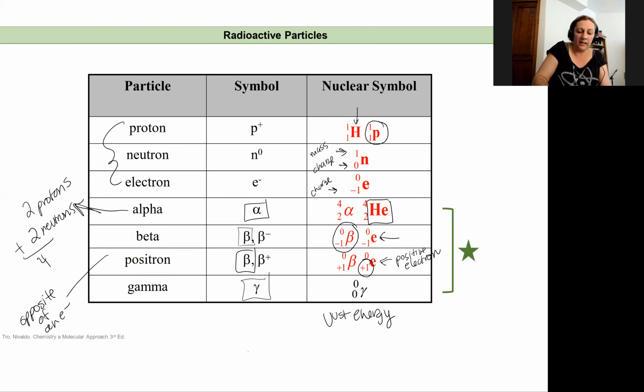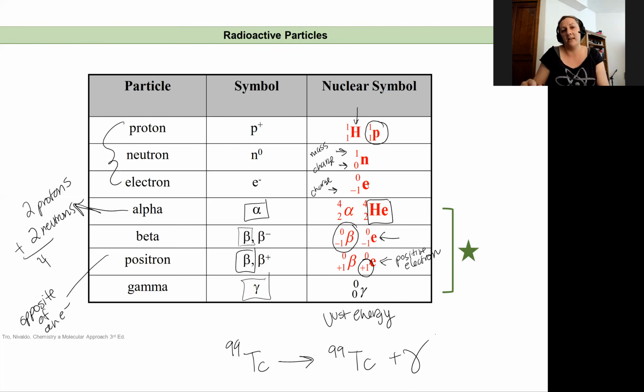Sometimes you'll see something like technetium 99, which is an isotope used a lot in medicine for imaging, and it undergoes a nuclear decay. It's unstable, but it decays to the same isotope, but it gives off gamma radiation and has a more stable nucleus after that energy is released. And so in this case, we don't actually see a change to the mass number or the charge. We just see gamma radiation released alone on its own.